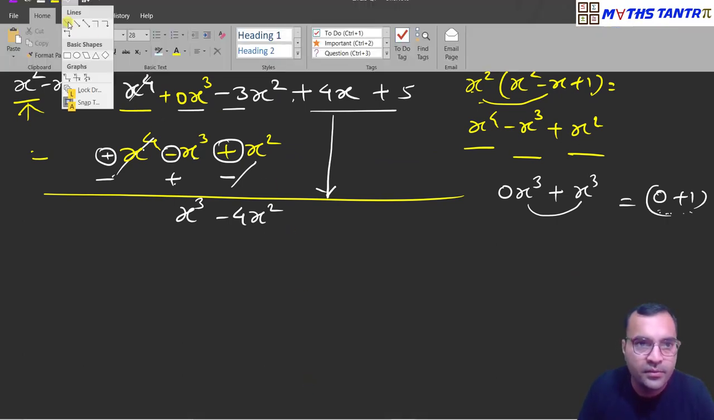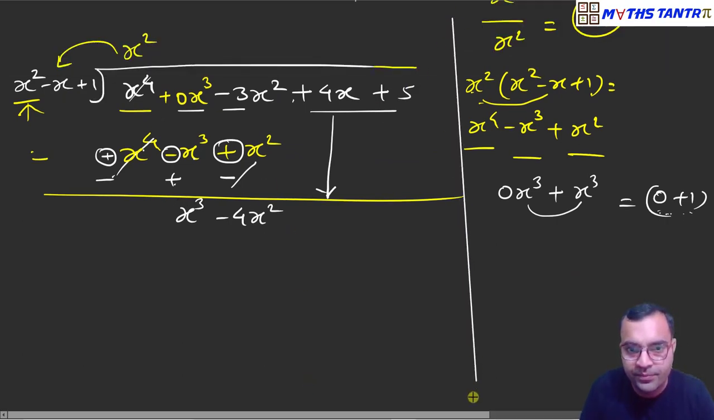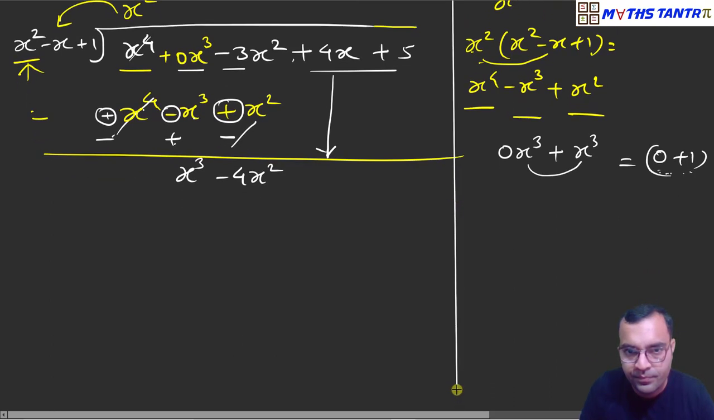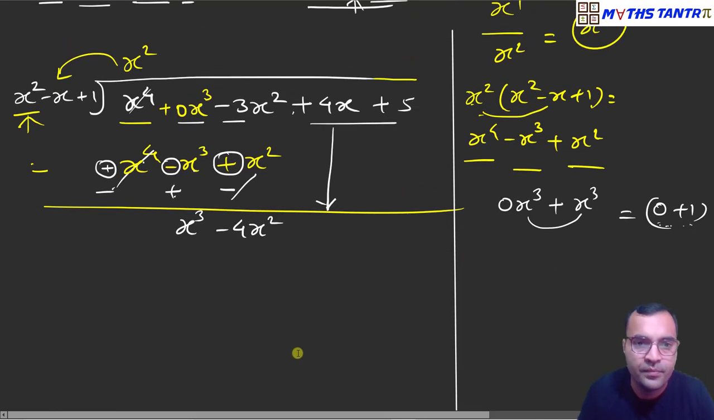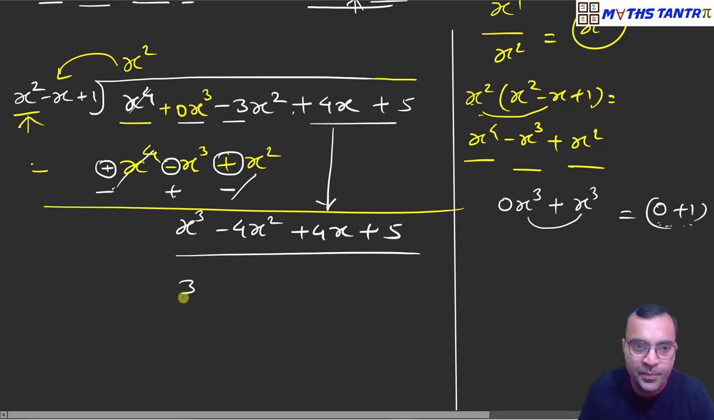Let me draw a line so that it should be distinguished. So here I'm getting the same term, that is 4x plus 5. Now again I should check. This will be my new dividend. Its degree is 3. Our divisor's degree is 2. As obvious, it is greater. We can divide. As soon as the degree of the dividend is less than the degree of the divisor, we should stop. But here it is greater, so we can divide it.